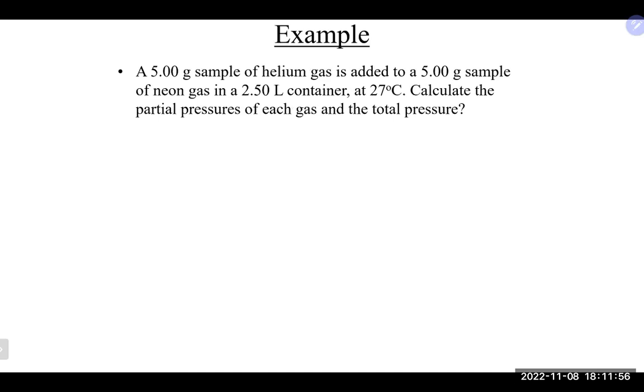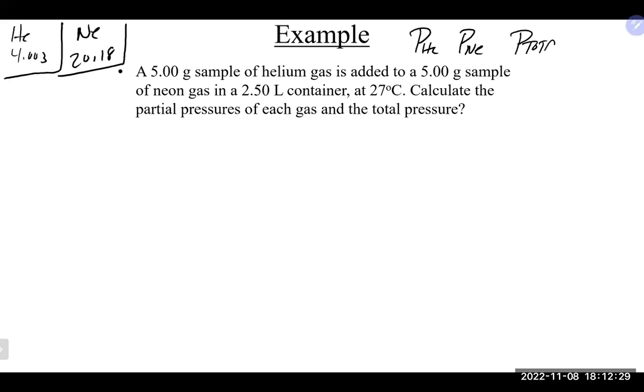We have 5 grams of helium and 5 grams of neon in a 2.5 liter container at 27 degrees Celsius. What are the partial pressures of each gas and the total pressure of that mixture? So helium, I think, is still 4.003, and neon, I think, is 20.18, we'll go with. So we're looking for 3 things: the partial pressure of helium, the partial pressure of neon, and our total pressure. It'll take a few minutes to see what you come up with here.